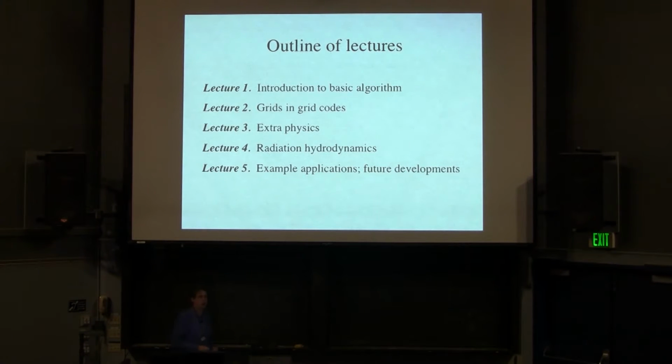Tomorrow I'll talk about grids and grid codes, in particular cylindrical coordinates and static mesh refinement, and why use a grid. Is a grid a good idea, or should you be using something else? I'll have some words to say about that. On Wednesday, I'll talk about adding extra physics. You saw there was lots in there, so I'm going to go through some, not all, of the ways you add extra physics to an algorithm like what's in Athena.